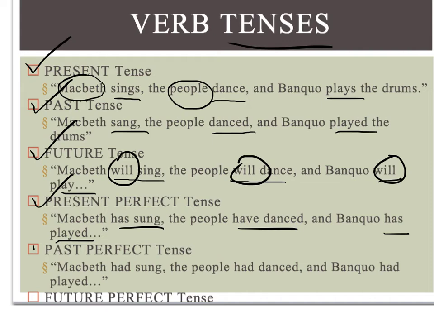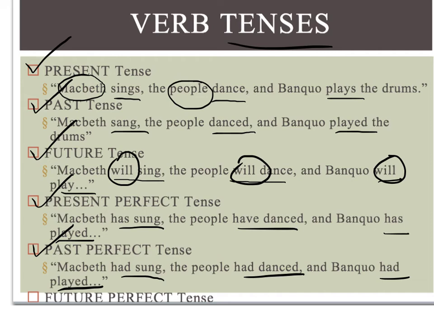By contrast, the past perfect tense is used to describe actions that have started and ended in the past and are completely finished now, for good. Thank God for some of us. Macbeth had sung, right? The people had danced, and Banquo had played the drums. And that was then, and this is now.